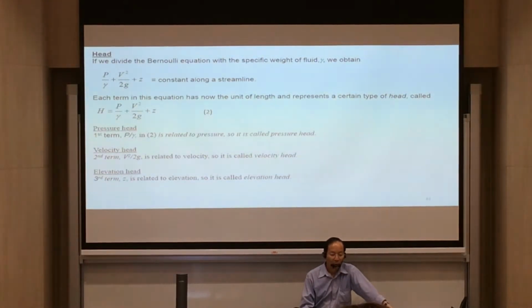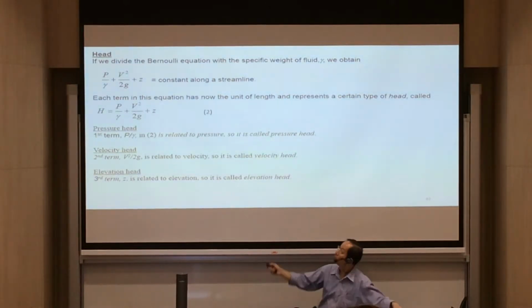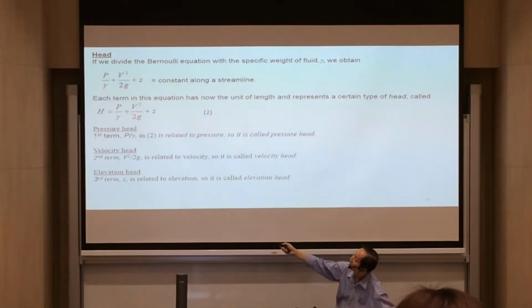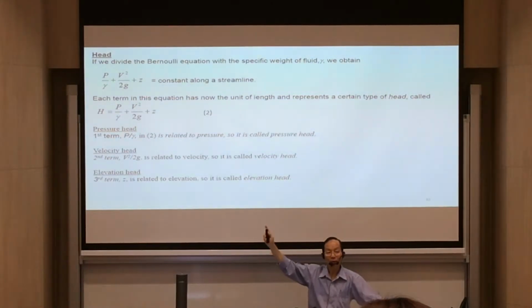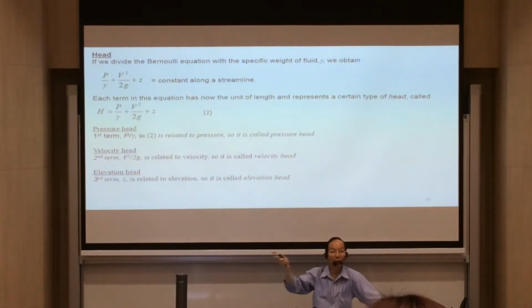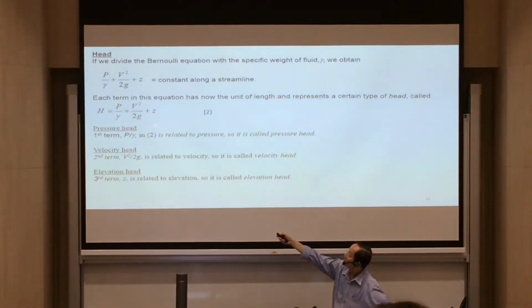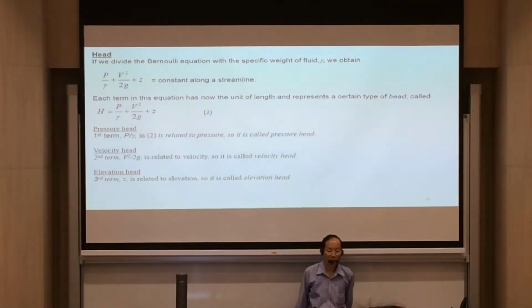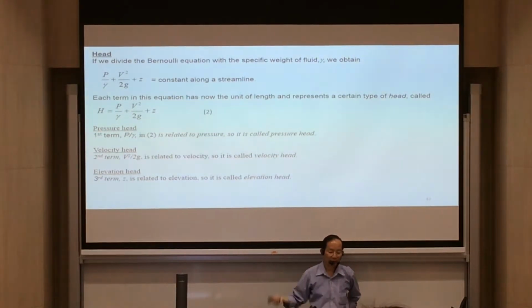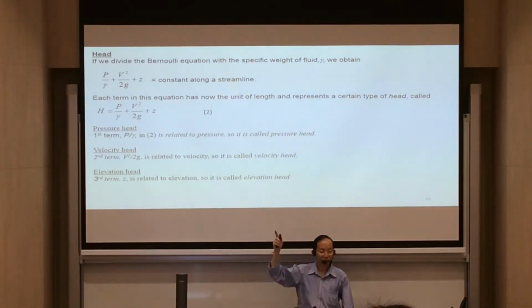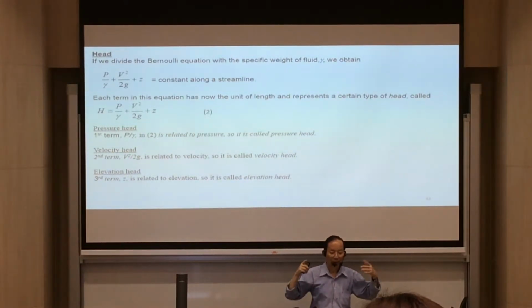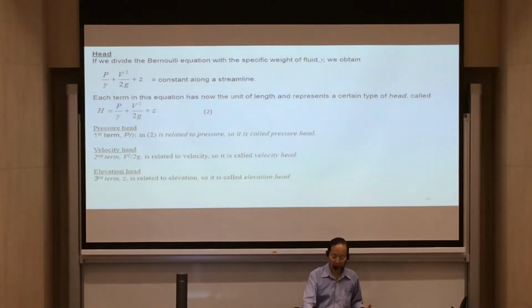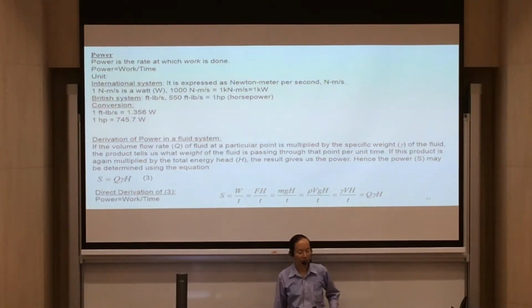So therefore, we can actually use the word H to represent these three terms in this expression. Divide every term in Bernoulli's equation by gamma, and that will give you the head. So P over gamma is the pressure head, V squared over 2g is the velocity head, and z is simply the elevation head. The units are all in meters.